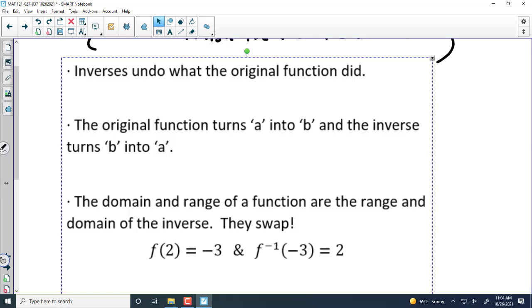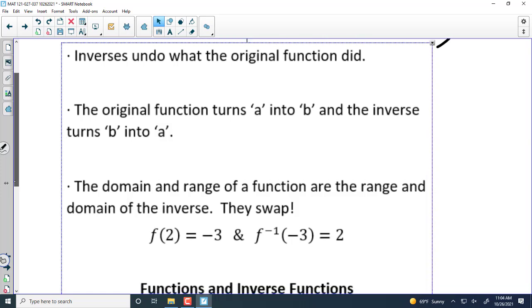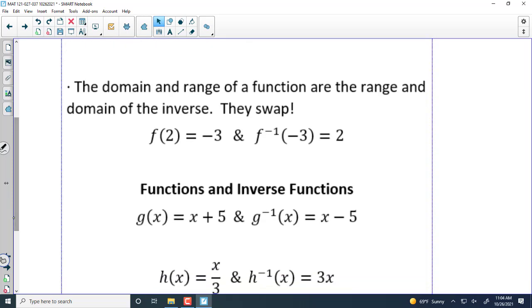Inverses. They undo what the original function did. If the original function turns a into b, then the inverse turns the b back into an a. They undo each other. The domain and range of a function are the range and domain of the inverse. They swap with each other. That's all stuff we know. We know how inverses work. If you plug 2 into the original function, that turns it into a -3. If you plug -3 into the inverse, that will turn it back into a 2. That's how inverses work.